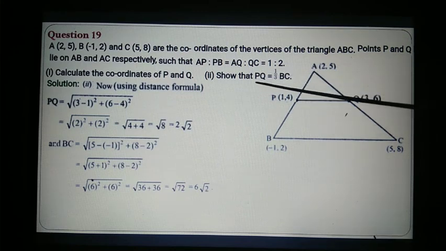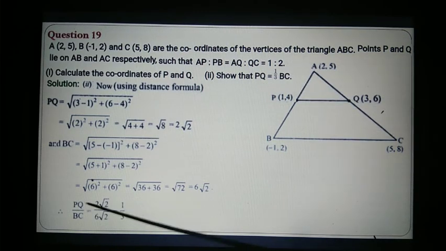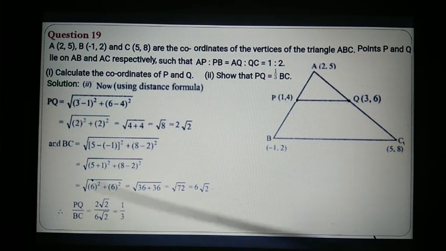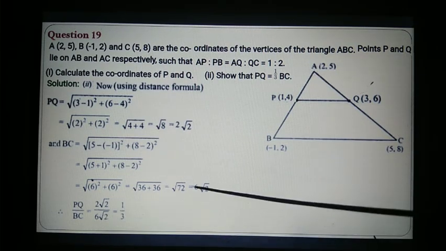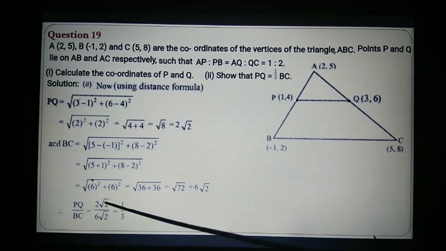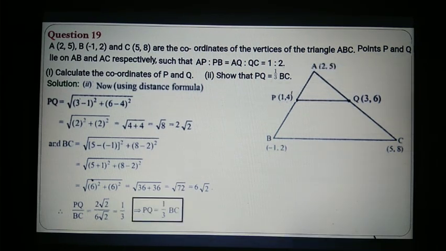Okay, now let's find what PQ by BC is. PQ is 2√2 divided by BC, which is 6√2. √2 and √2 get cancelled, so 2 by 6 is left. So 2 by 6 is how much? 1 by 3. So let me take this BC here, and you'll get PQ equal to 1 by 3 BC. Pause the video to note down.